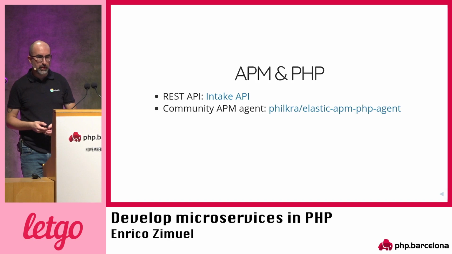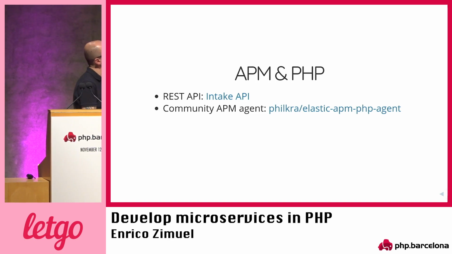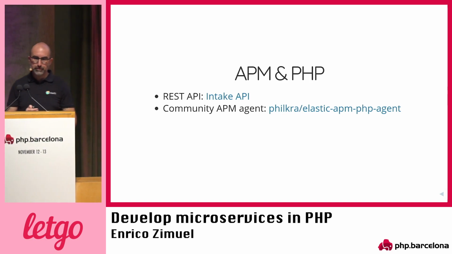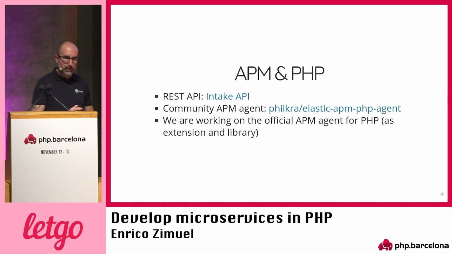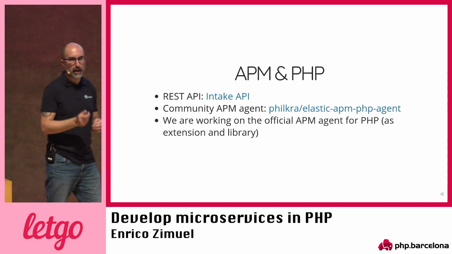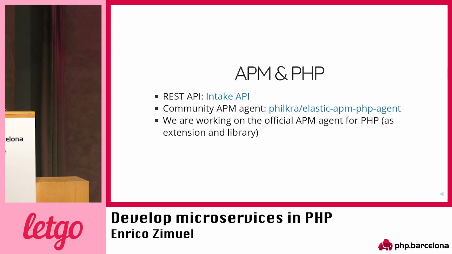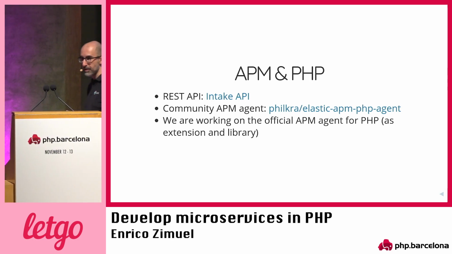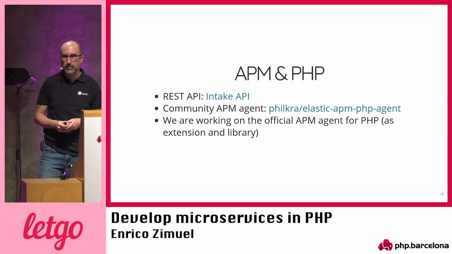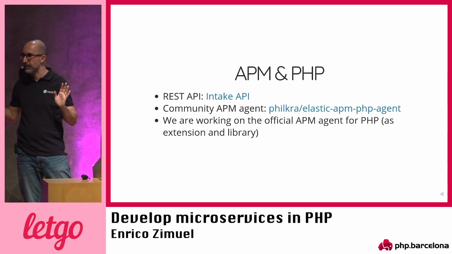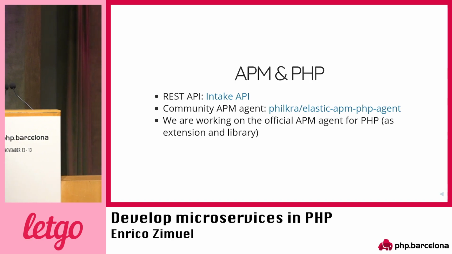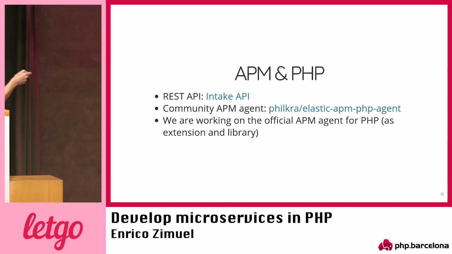We also have a community agent provided by one contributor. This is the GitHub name for the project. And the good news is that we are working on an official APM agent for PHP. I mean, Elastic is working on an APM agent for PHP. And this will be a PHP extension, because of course we want to provide you an automatic way. You install the extension, you don't have to do anything, you get all the information from execution time, memory allocation, and so on. And also a library.